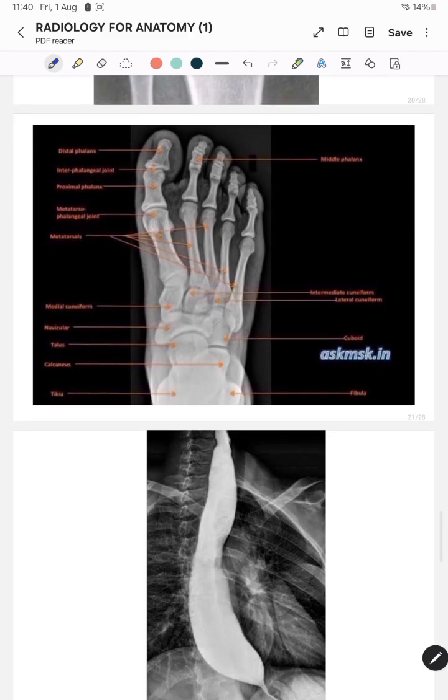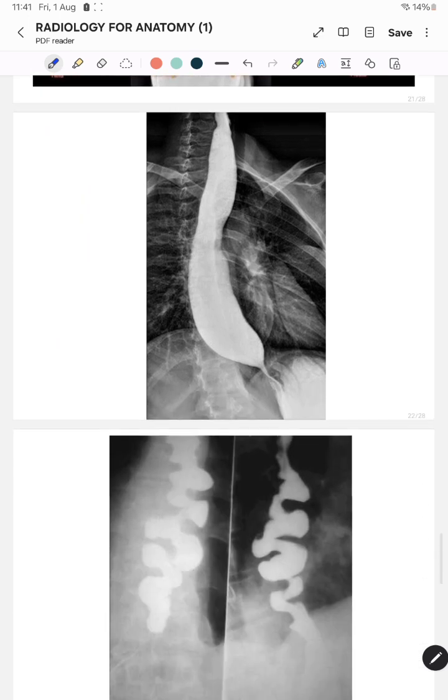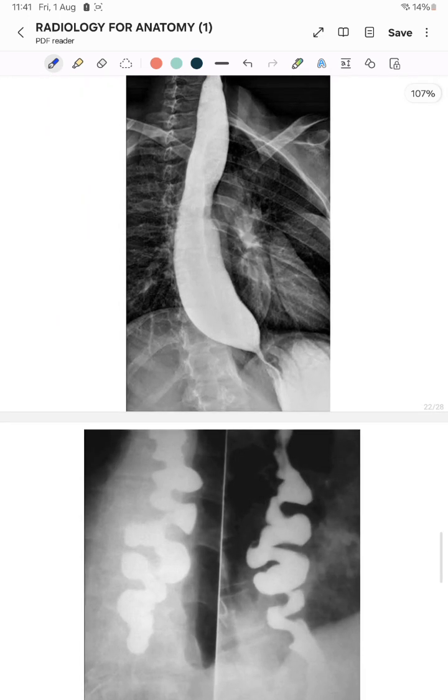Okay, this is the foot X-ray. So these are the tarsals. You should be able to demarcate the talus. In front of the talus we have the navicular. In front of the navicular we have three cuneiforms: medial, lateral, intermediate. To the lateral side of the navicular we have the cuboid bone, which articulates with the calcaneum.